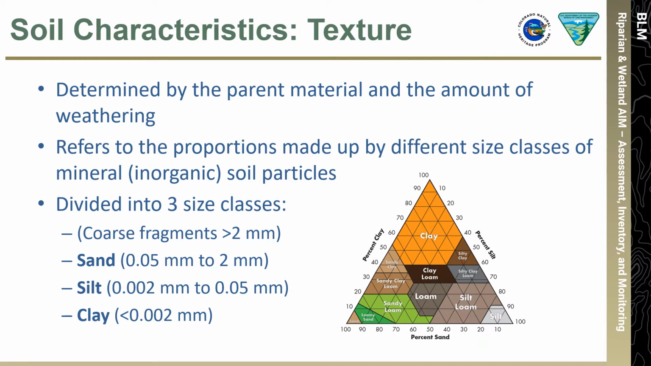The first characteristic I'll discuss is soil texture. Soil texture refers to the proportions made up by different size classes of mineral soil particles and is determined by the parent material and degree of weathering that has occurred. All mineral soils are made up of constituents that are divided into three size classes: sand, silt, and clay. In addition, there may also be some coarse fragments larger than 2 millimeters, such as stones, cobbles, or gravel.